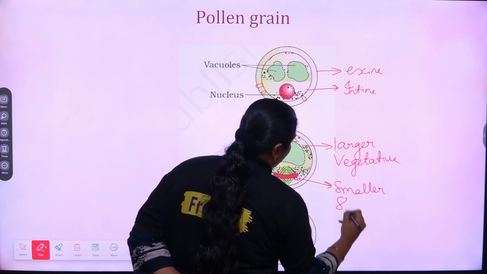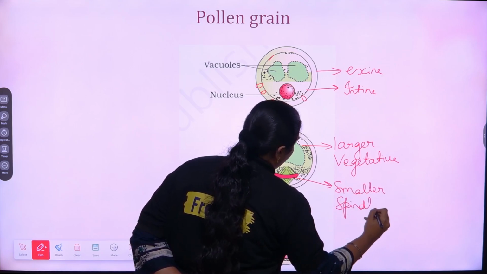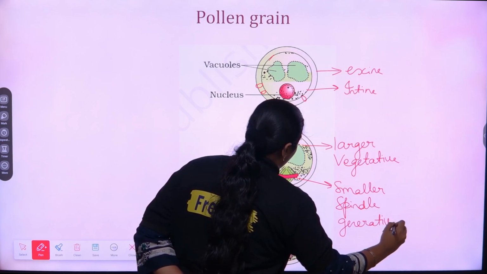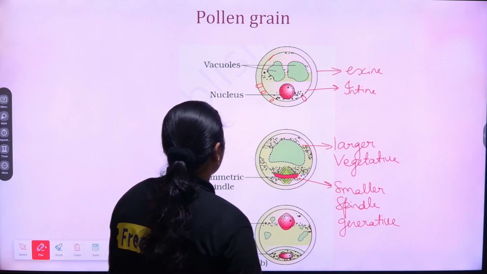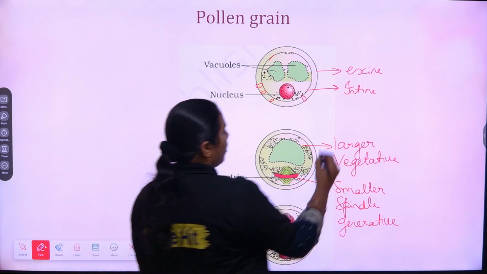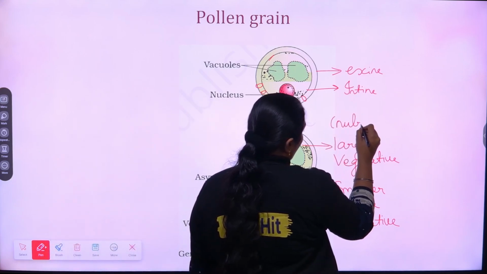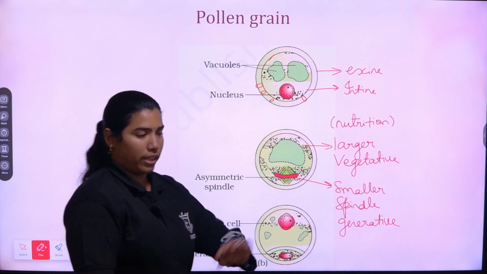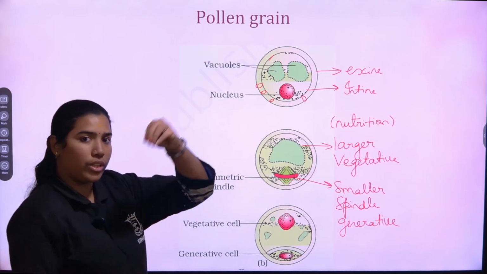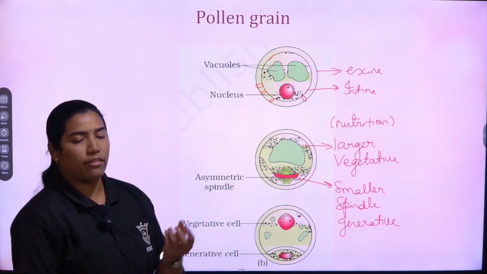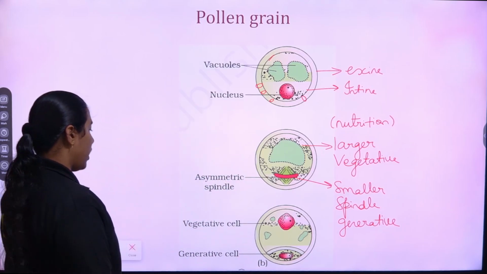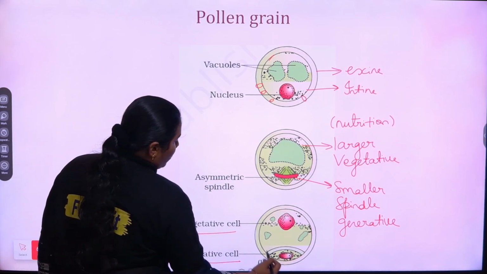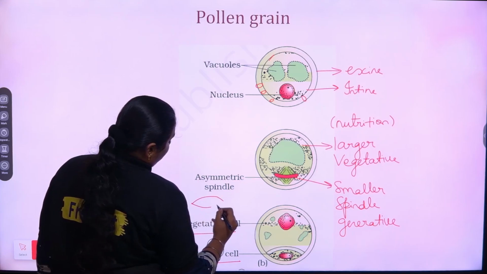smaller, spindle shaped generative cell. Okay, we have a larger vegetative cell for nutrition and a smaller cell mainly involved for reproductive purpose. So it will carry the genetic material to the ovary and it will fertilize the egg present within the ovule. So here we have the vegetative cell and the generative cell, and this is usually spindle shaped. Spindle is like this.